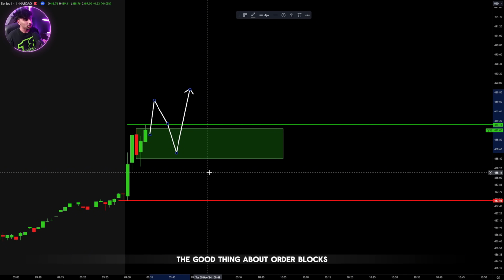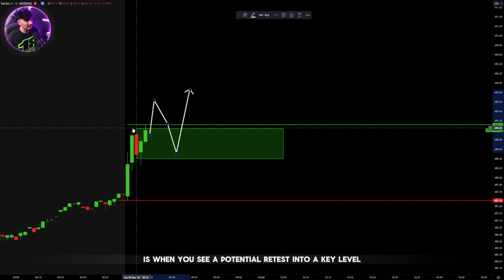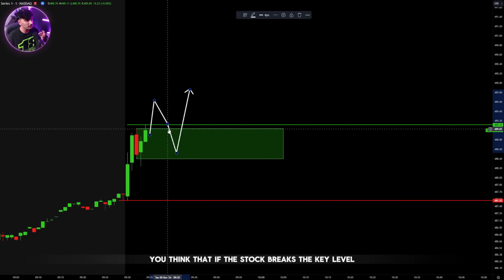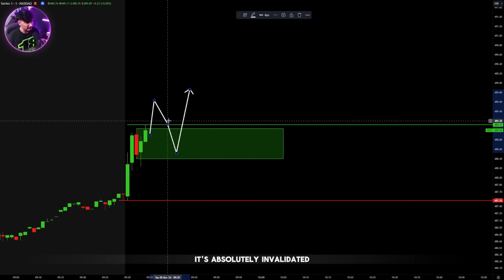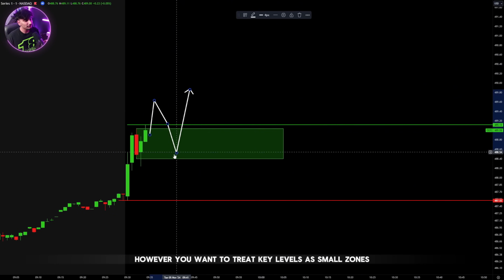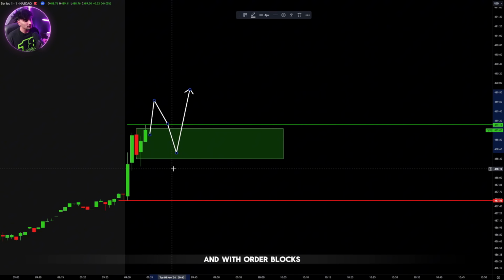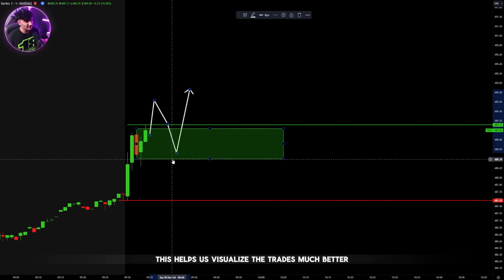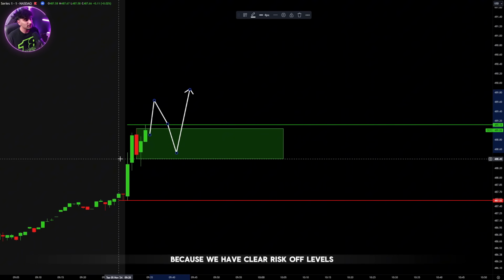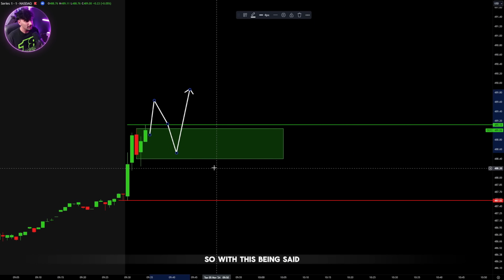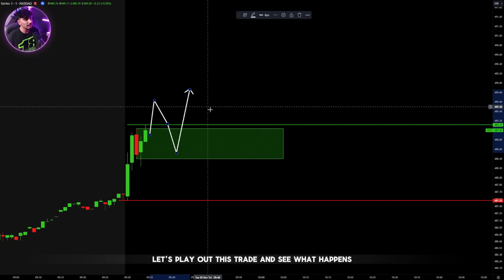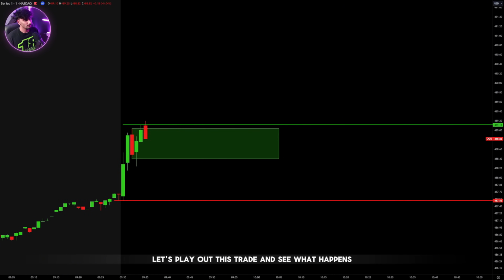The good thing about order blocks, especially if you're a newer trader, is when you see a potential retest into a key level, you think that if the stock breaks the key level, it's absolutely invalidated. But the reality is, yes, the key level is important. However, you want to treat key levels as small zones. And with order blocks, this helps us visualize the trades much better because we have clear risk-off levels. So with this being said, let's play out this trade and see what happens.